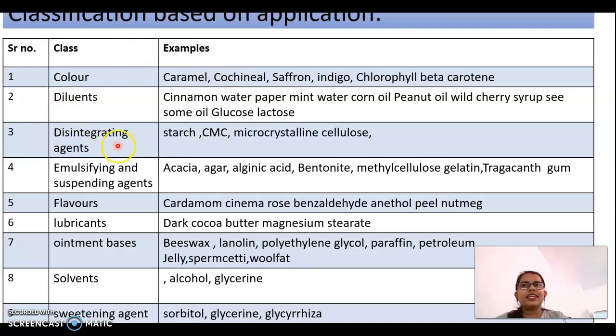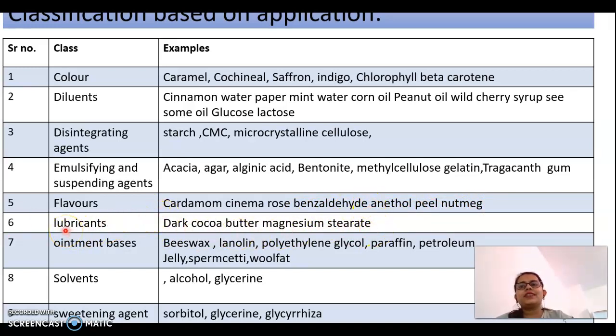Third is disintegrating agents. There are some examples: starch, CMC, that is carboxymethyl cellulose, microcrystalline cellulose. Then emulsifying and suspending agents: acacia, agar, alginic acid, bentonite, tragacanth. Okay, so these are the emulsifying and suspending agents examples. Followed by that flavors. In flavors: cardamom, cinnamon, rose, benzaldehyde, anethole, orange peel, nutmeg. You can use any flavor for the manufacturing of the pharmaceuticals.